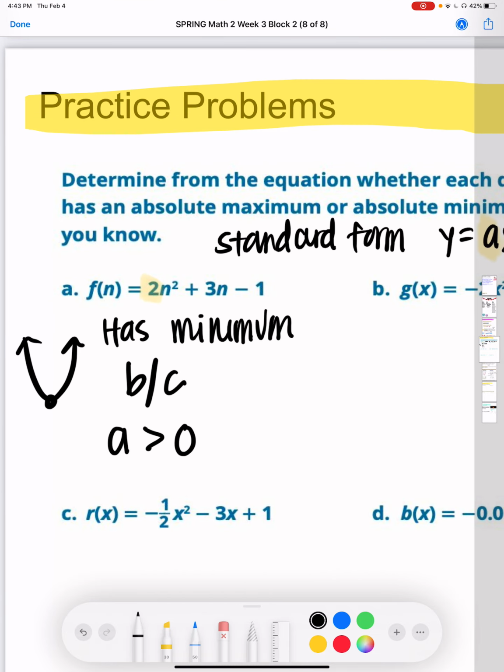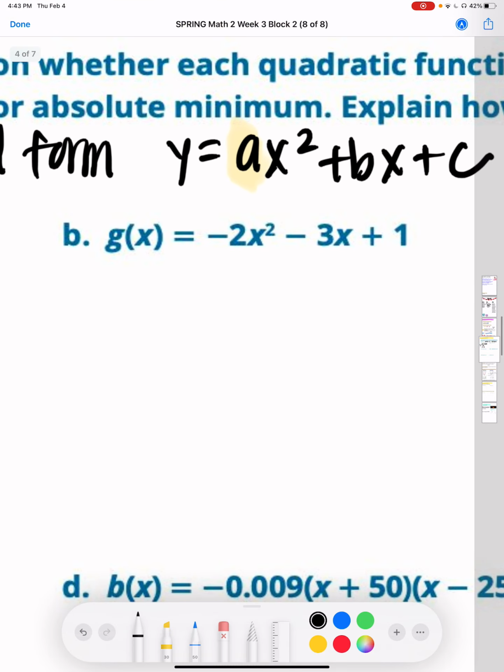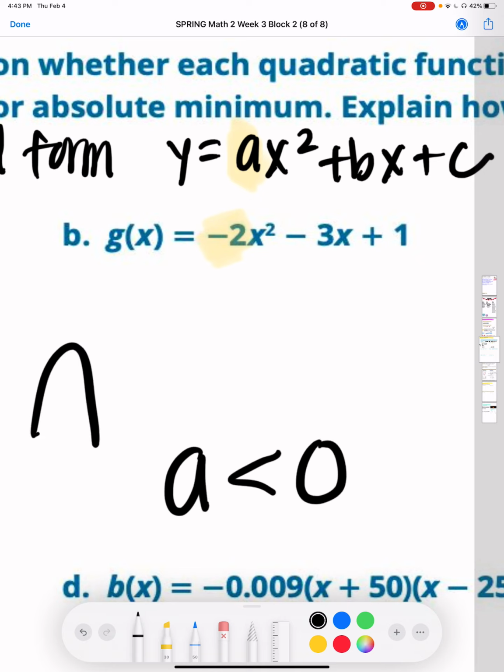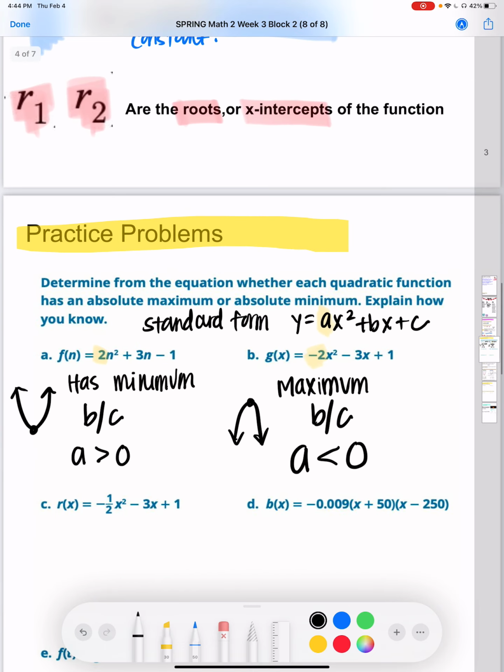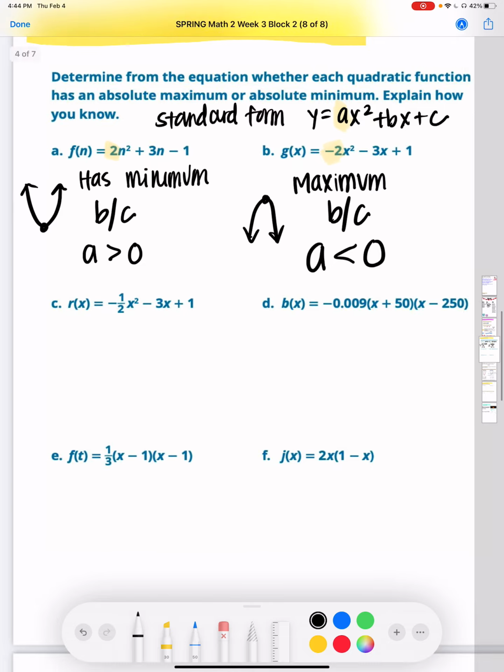Let's go ahead and look at another one. For B, again, this is also in standard form. My a value is negative. It's -2. So I'm going to say my a value is less than 0 this time. That means my graph is going to be concave down, and I'm going to have a maximum. So this one has a maximum because our a is less than 0. All right, let's try some more.